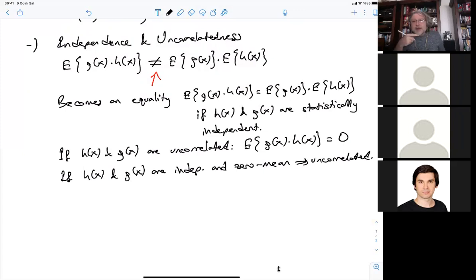But not the other way around. They may be uncorrelated without being independent and zero mean, but their multiplication expectation will still give you 0. It means they're just uncorrelated. So one of them does not imply the other one. Independence doesn't mean uncorrelatedness. Uncorrelatedness doesn't mean independence, except for the Gaussian process, as you may remember from the probability theory.